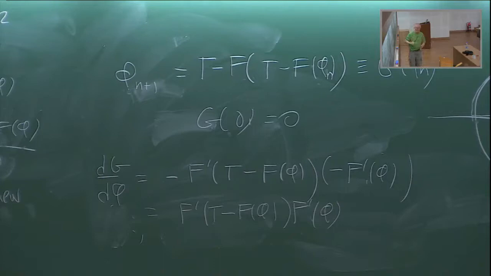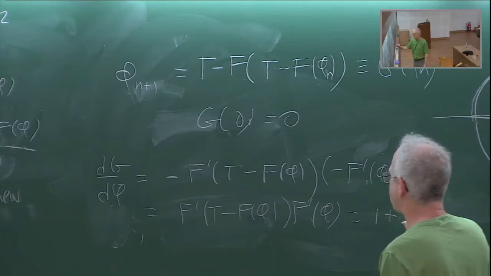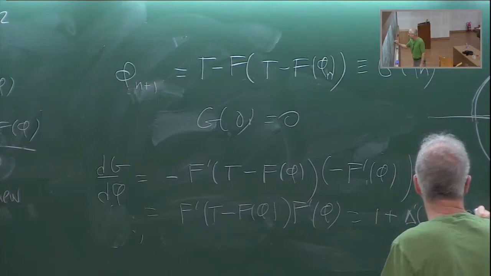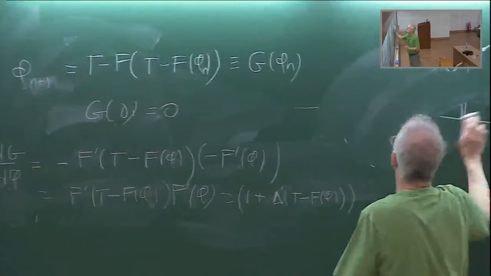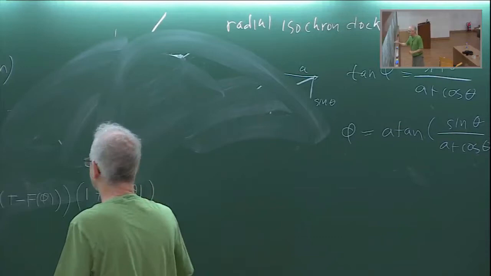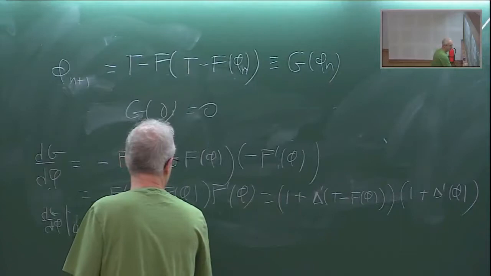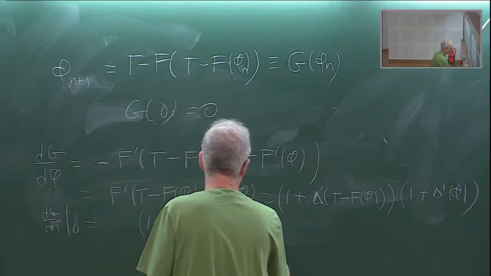And what's that equal to? That's equal to 1 plus delta prime of t minus f of phi times 1 plus delta prime of phi, right? Because remember, f prime of phi is 1 plus delta prime. And so dg d phi at 0 is equal to 1 plus delta prime of t times 1 plus delta prime of 0.